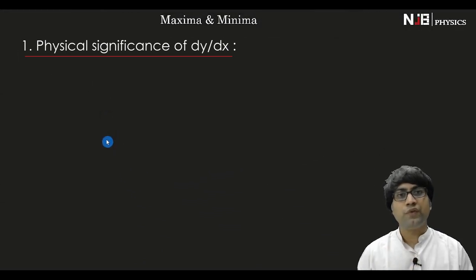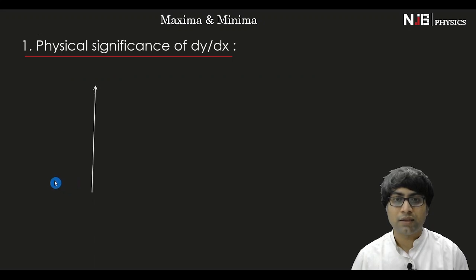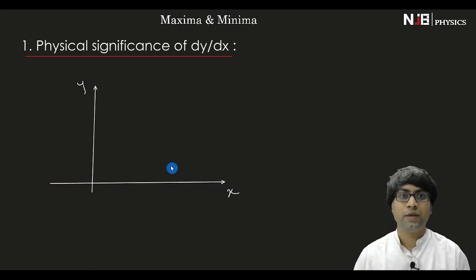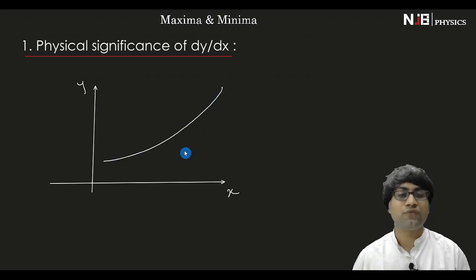Well, in the previous two videos, we talked about differential calculus, we talked about rules and formulas, and we learned how to find out dy by dx if y as a function of x is given to us. But we did not talk about what is the physical significance of dy by dx. So let's talk about it, and let's imagine that this is your y-axis and this is the x-axis, and y is related with x in such a manner that the graph of y as a function of x comes out to be like this.